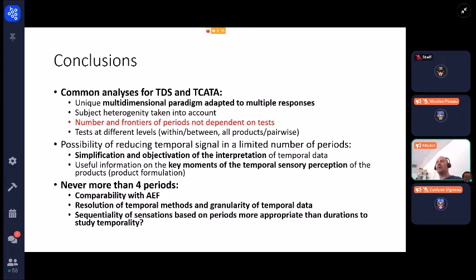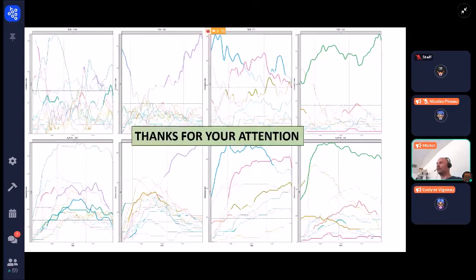So I introduced AEF as a retrospective method to investigate temporality in products. In AEF, there are just three periods: attack, evolution, finish. And from this study, it seems that it is reasonable to compare the data, even if it seems less rich than the continuous time data. It questioned me about the resolution of temporal methods and the granularity of temporal data. And especially, I wonder if sequentiality of sensations based on periods is more appropriate than duration to study temporality. That's all. Thank you for your attention.